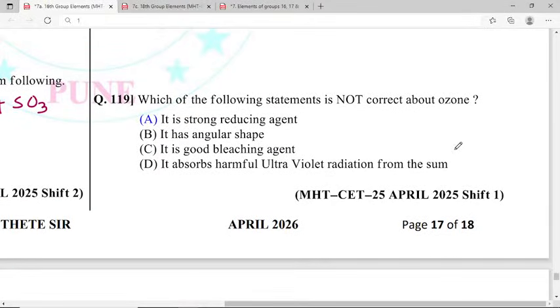Which of the following statements is not correct about ozone? It is a strong reducing agent. No, it is not correct. It is an oxidizing agent. It has an angular shape. Correct. It is a good bleaching agent. Correct. It absorbs harmful UV radiation from the sun. Yes, it is correct.